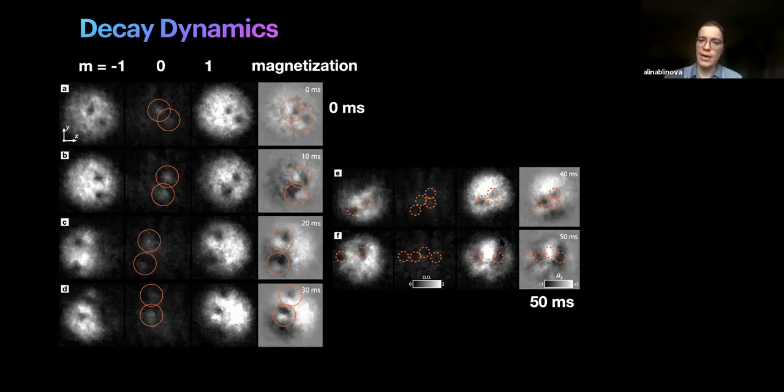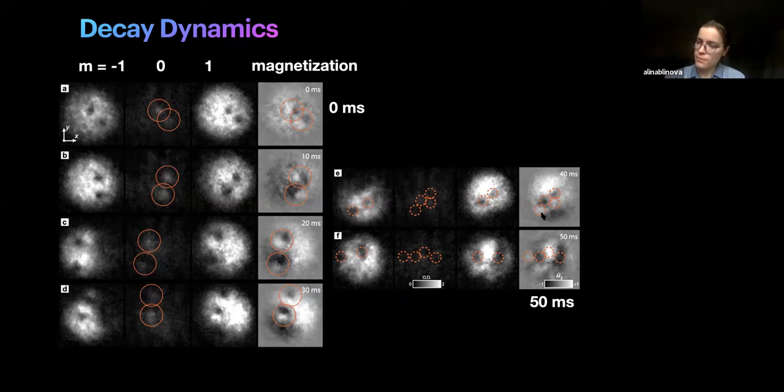But as time goes on, if we wait for 50 milliseconds, we see that we do not observe any more 0 atoms. The circles here are in the same location as the holes in the plus and minus 1, which is where we would look for the 0 atoms. So we do not see any here. This result strongly suggests that we observe the presence of half quantum vortices.